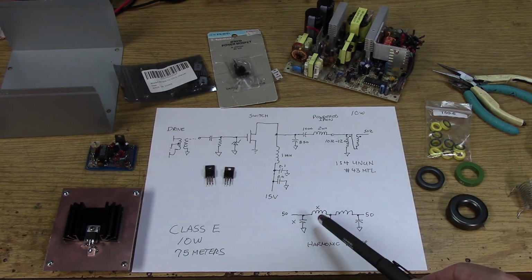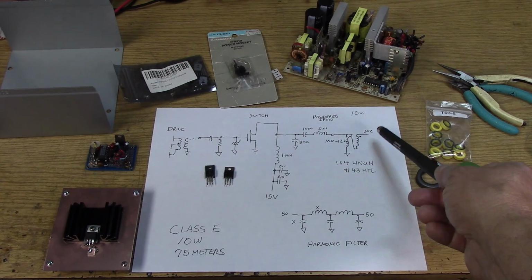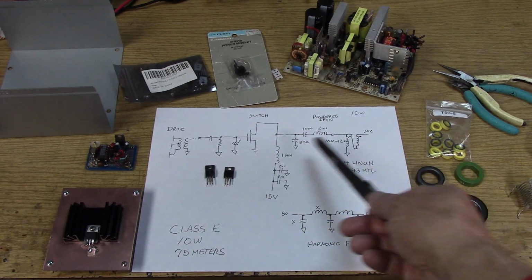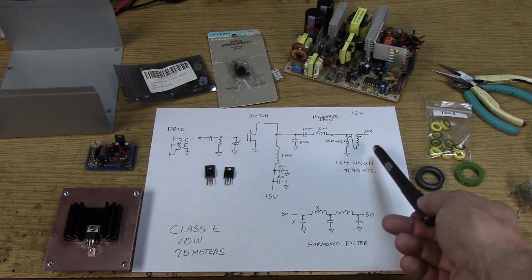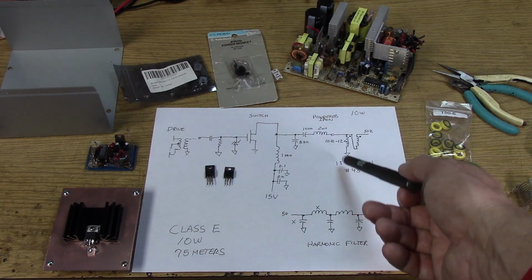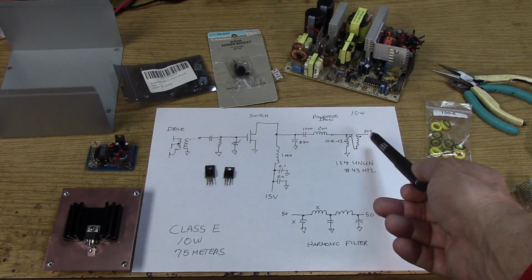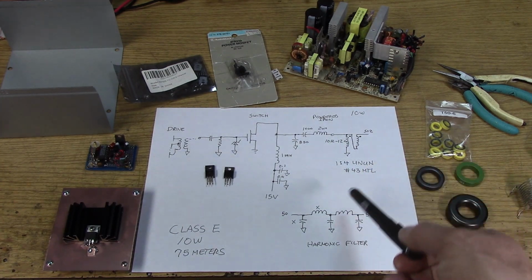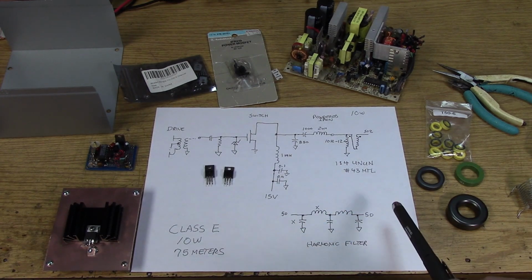However, if you do want to do it in the harmonic filter section, which is completely separate, remember, this is not going to give you much rejection on harmonics. It's going to give you the efficiency, but you're going to have harmonics that could be down 10, 12 dB. We need to get them down 50 or 60 dB. So we're going to have to use a harmonic filter, 50 ohms in, 50 ohms out.